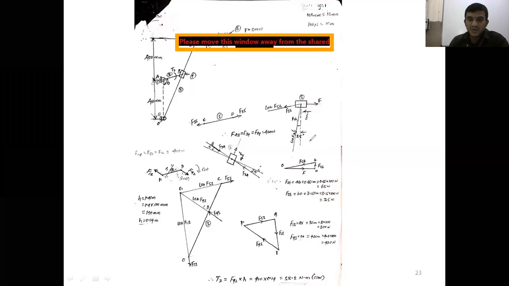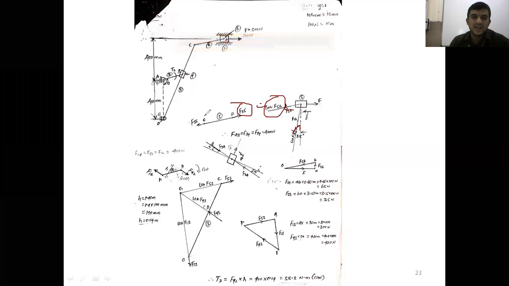Now transmit that to link number 6. See that link number 6, F16 is acting here, F56 is acting in this direction. Now transmit this, F56 is equal to what? F65, but acting in what? Opposite direction. Now F56 acting in this direction, F65 acting in this direction. Again, link 5 is subject to how many forces? 2 forces. Again, those 2 forces are equal in magnitude. F35 is equal to F65, same magnitude but acting in opposite direction.